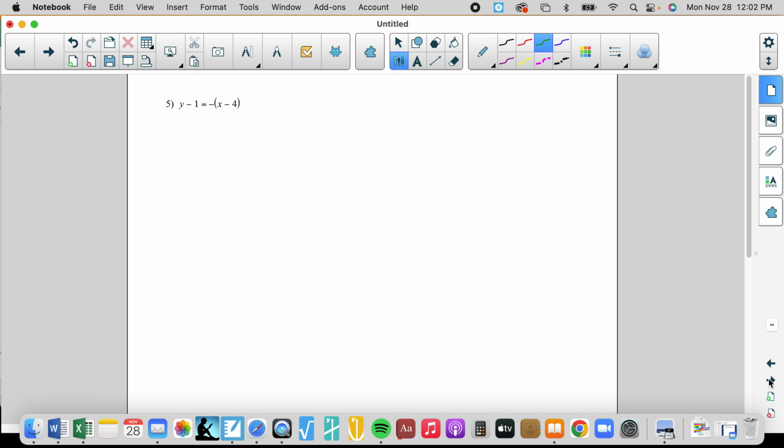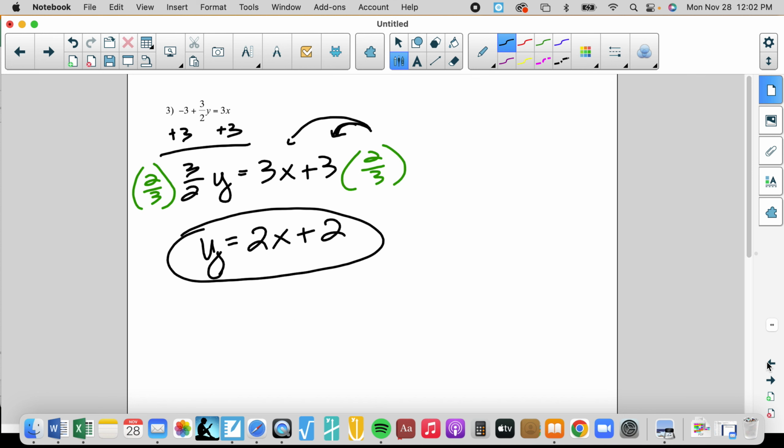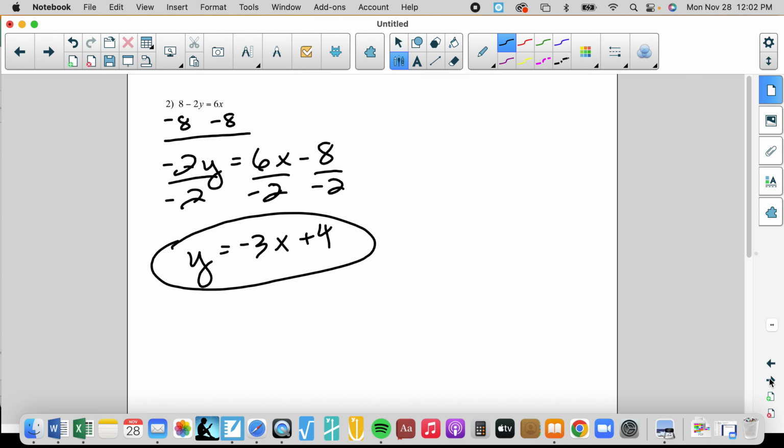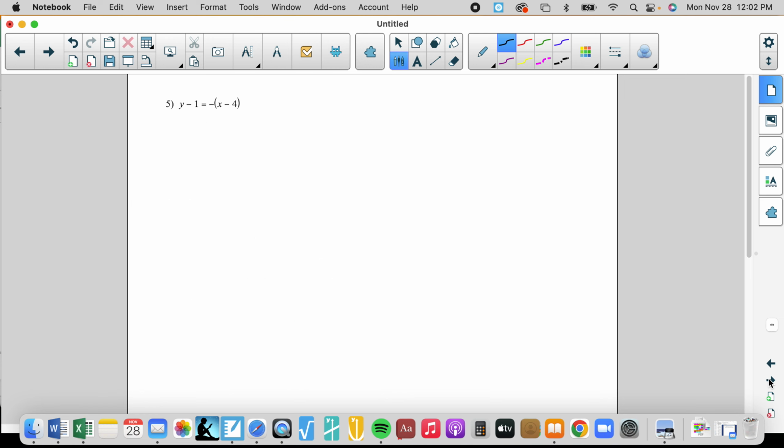Most traditional work. All right, now we have it in a different format. These were all crazy formats. There was no form, but this is in point slope form. So oftentimes you will get it in point slope form and you will be asked to convert it to slope intercept. So the first thing that I'm going to do is I'm going to distribute this negative in.